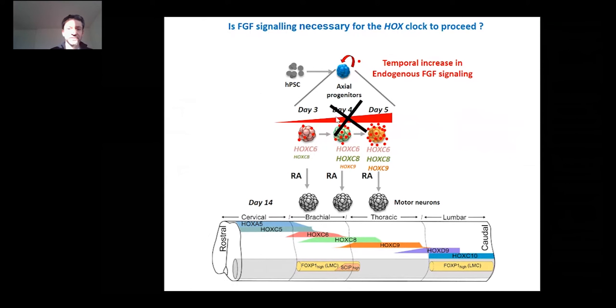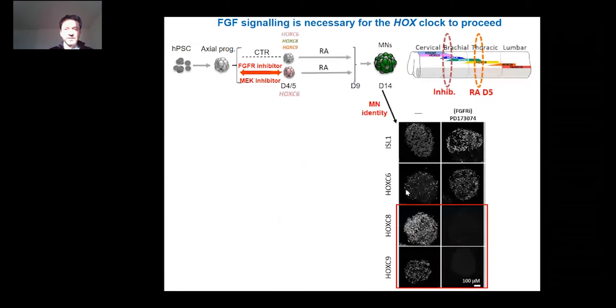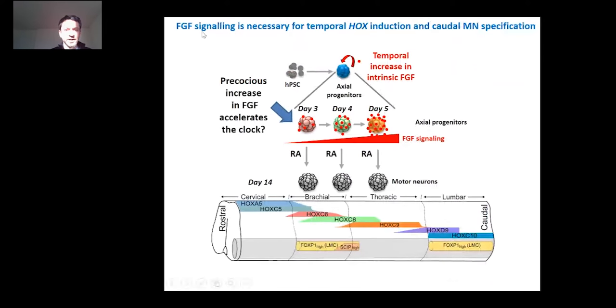So we decided to inhibit FGF signaling or the MEK ERK pathway in these progenitors. We exposed day 3 progenitors to this and investigated Hox expression with real-time PCR. And you can see the sequential activation of C6, then C8, and then C9 over time. This activation is fully blocked by FGF receptor inhibition as well as MEK inhibitor addition. And consequently, brachial motor neurons are generated from these late progenitors, while they normally generate thoracic motor neurons. This result showed that FGF signaling was necessary for the Hox clock to proceed.